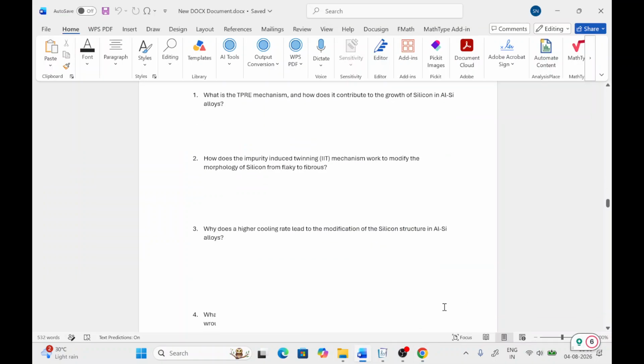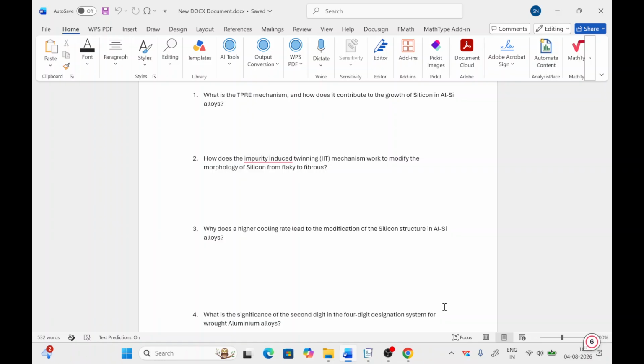So first question is, have you gone through the week 1 lecture? Do you know a little about the aluminum matrix and the introduction? Okay. So the first question is, what is the TPRE mechanism and how does it contribute to the growth of silicon in aluminum silicon alloys?